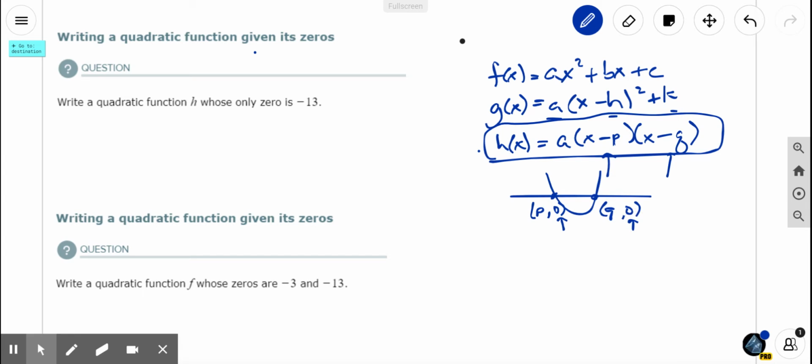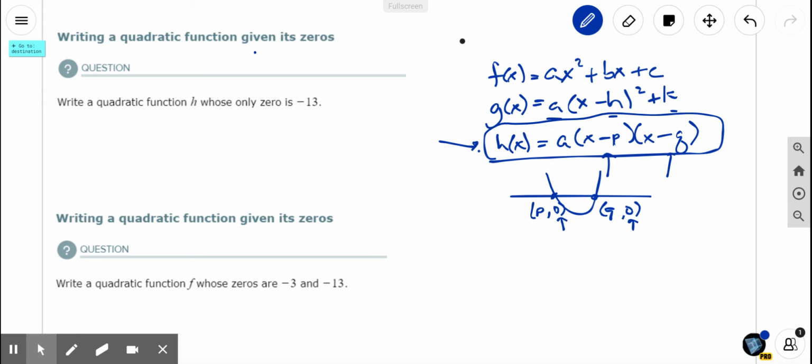So instead of putting h of x, we're setting it equal to 0, and then we can solve for these. Okay, so this is intercept form. It's giving us our intercepts. It's also giving us our cup up, cup down thing. It says write a quadratic function whose only 0 is negative 13.